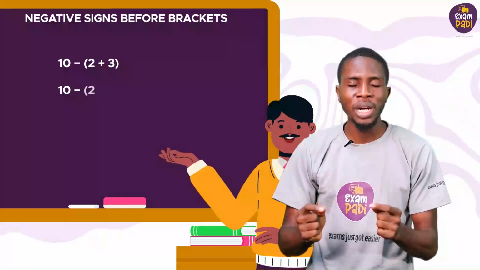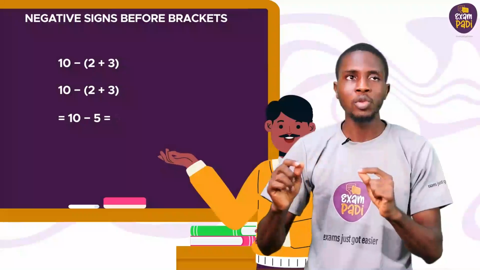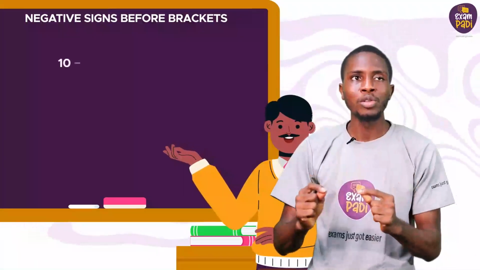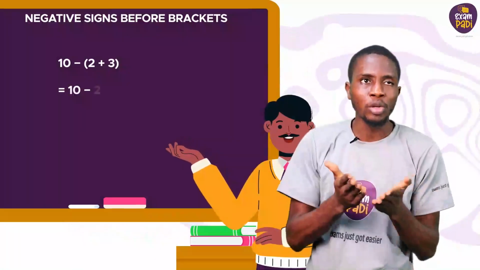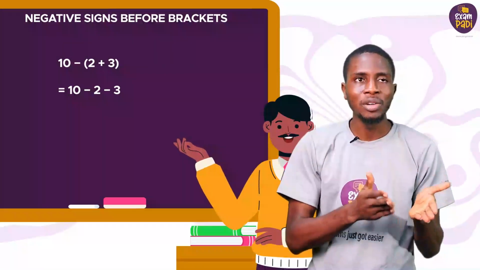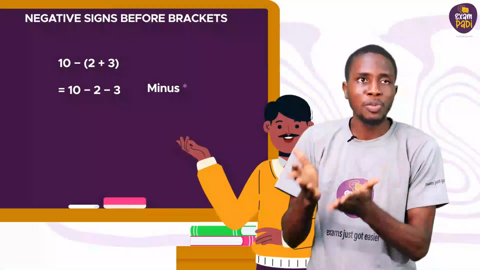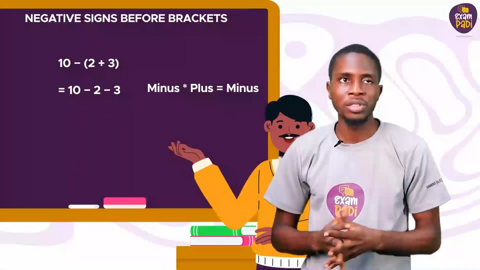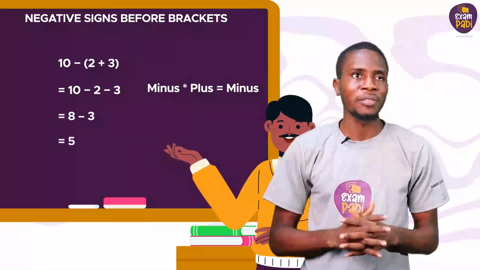10 minus (2 plus 3) equals 10 minus 5 equals 5. This is the same as 10 minus (2 plus 3), which equals 10 minus 2 minus 3. In this case, the minus sign will be affecting the plus sign in the bracket. Minus times plus also gives minus. Therefore, we have 10 minus 2 minus 3, which equals 8 minus 3, and the answer is 5.